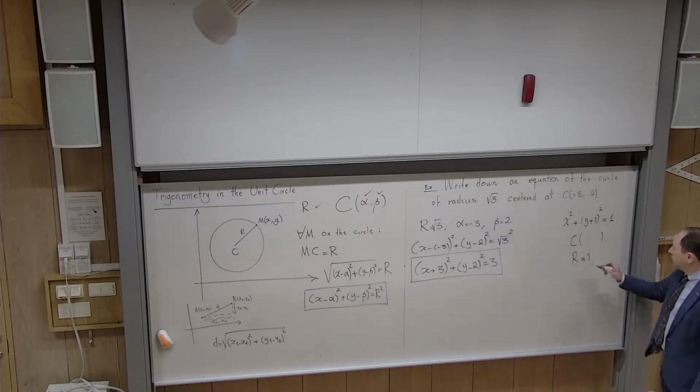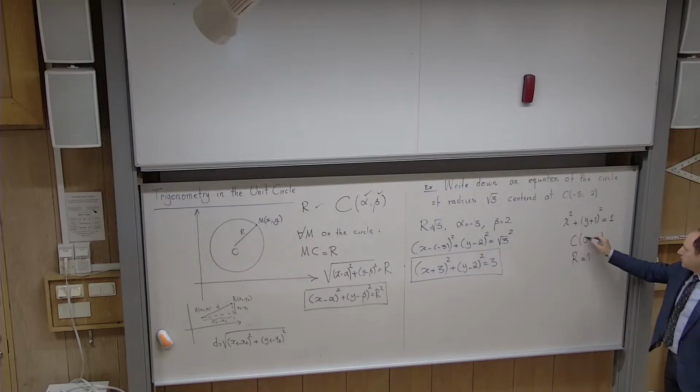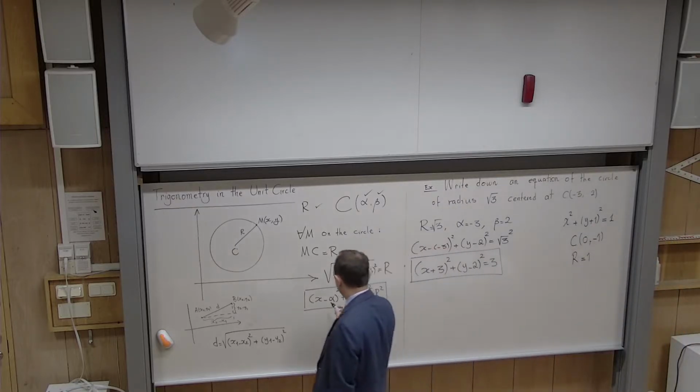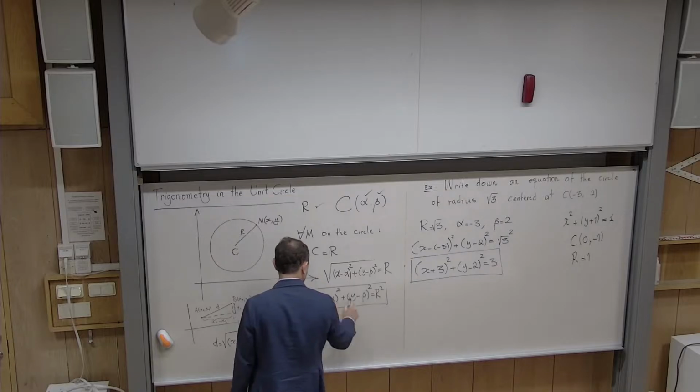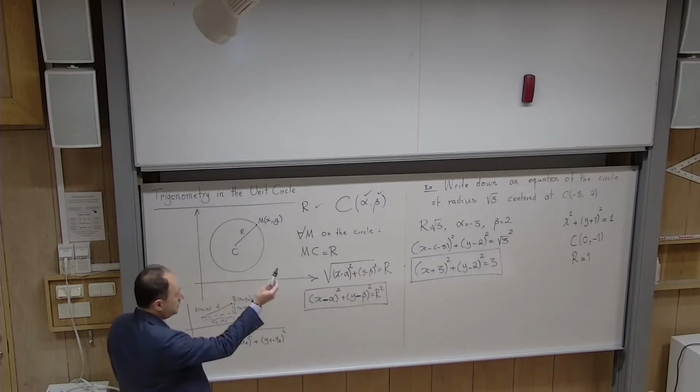And what is the x coordinate of the center? 0. And what is the y coordinate? Negative 1. Because here it appears with a positive sign. Yes. In the standard form, look here, it's negative, negative. So if you want to understand that, you have to compare with the equation given.